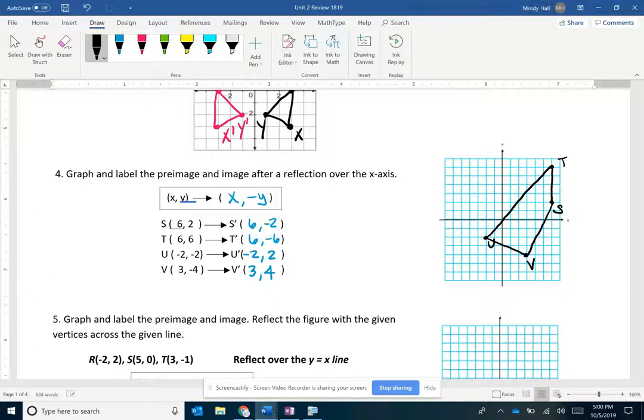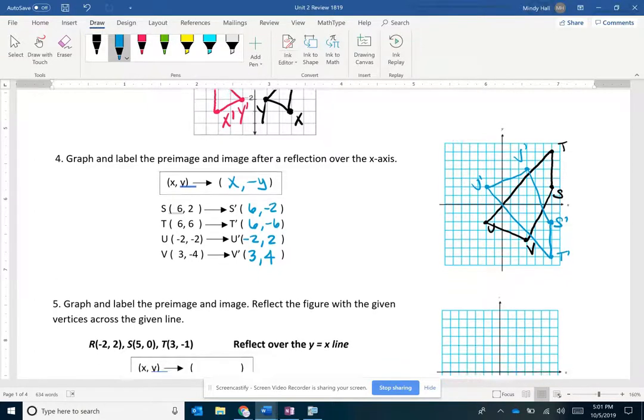But then with the reflection over the x-axis, S prime would be at 6, -2. T prime is at 6, -6. And U prime is at -2, 2. And V prime is at 3, +4. So you can see it just turns that shape upside down, just like that. All right.